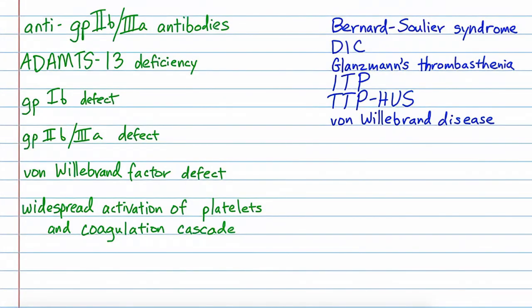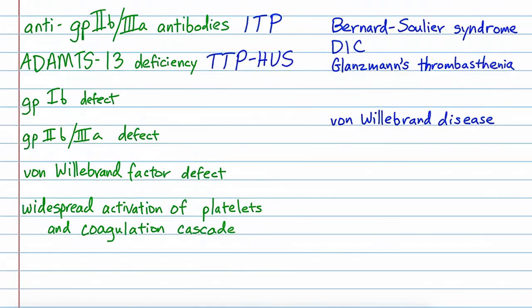Let's wrap up with a whiteboard review. We've covered 6 different platelet disorders in this video. So let's match the underlying pathophysiologies over on the left with the names of the disorders on the right. So the first one, we have anti-glycoprotein 2B3A antibodies, and those are seen in ITP, those patients with immune thrombocytopenia. Then ADAMTS13 deficiency, we said was associated with TTP-HUS.